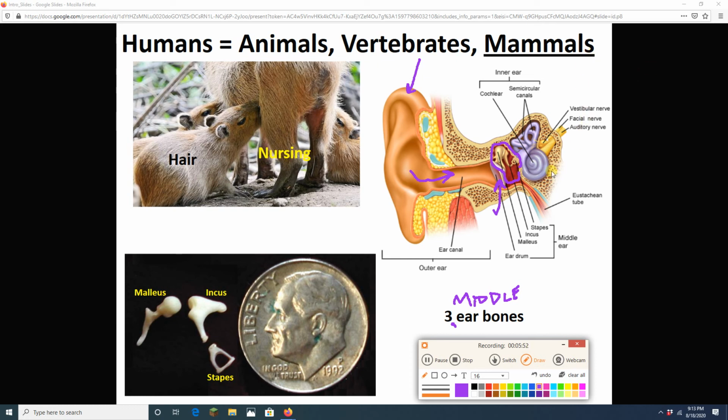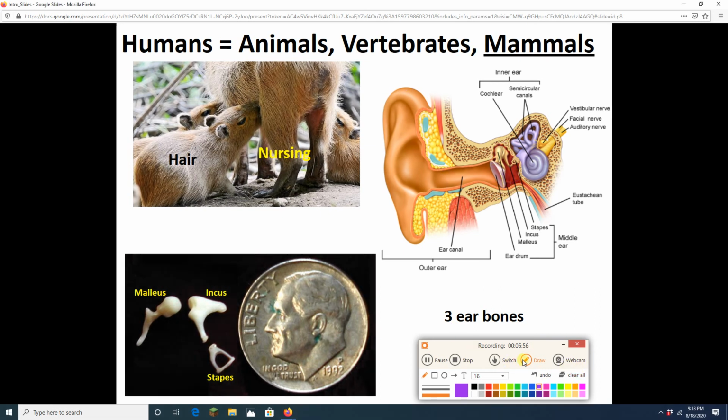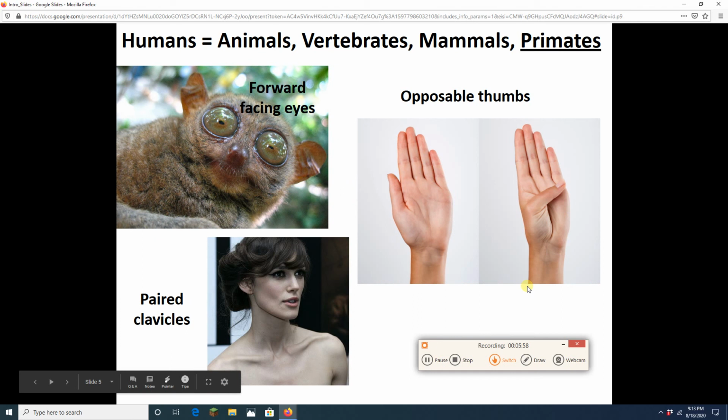All right. Animals, vertebrates, mammals. What else are we? Let's see. We're primates. We have forward-facing eyes, which are really good for depth perception, so we can reach out and know how far to reach to grab something.